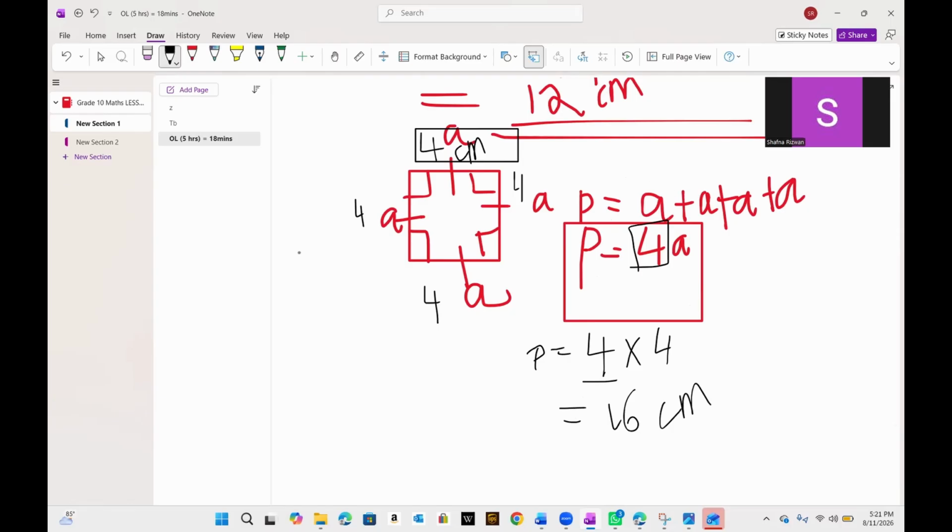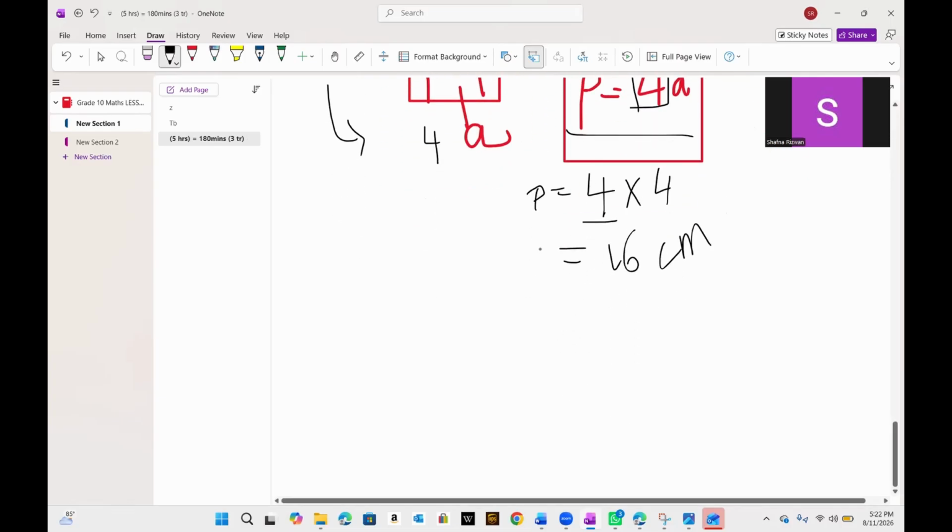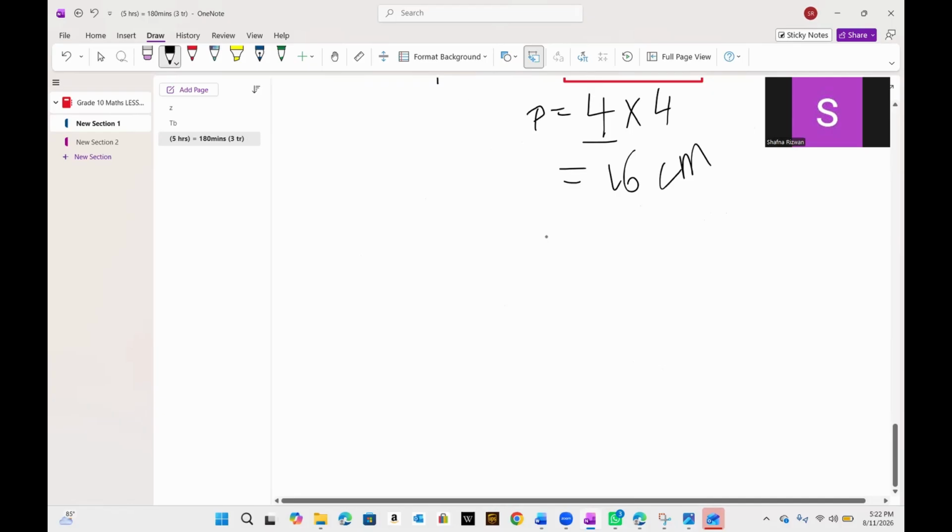Rather than adding all 4 together, if I use this formula, it will be convenient and easy for you all to find the perimeter of a square. We use the formula perimeter equals 4A, where 4 is multiplied by the length of one side, which is 4 centimeter. Multiply it, so you will get 16 centimeter. Right? These are the basics you all have studied. Okay, now we are just revising it.